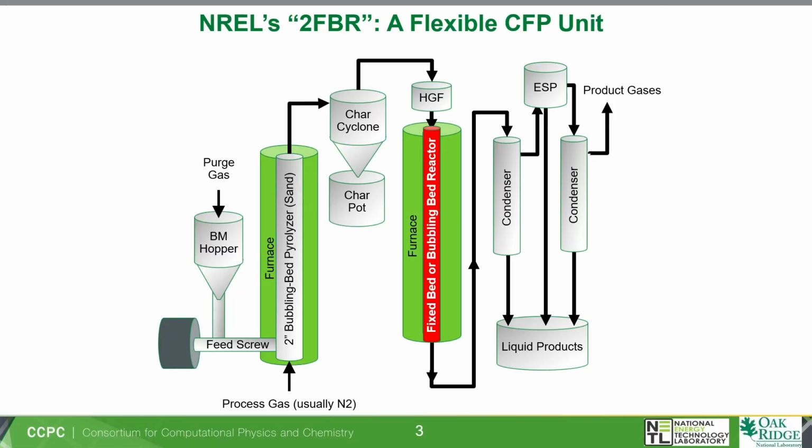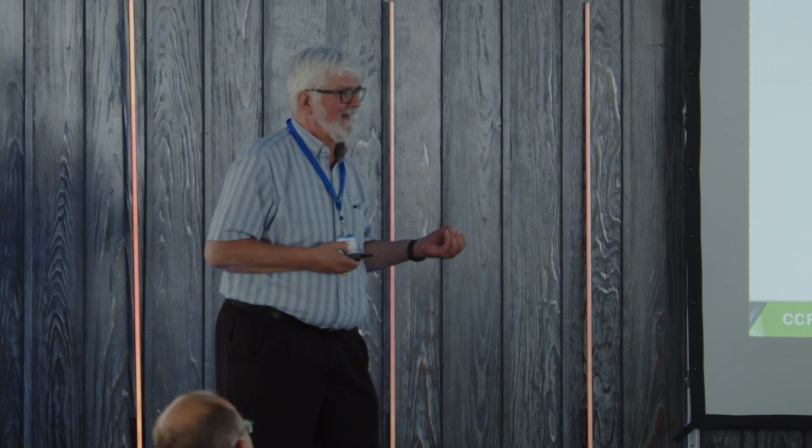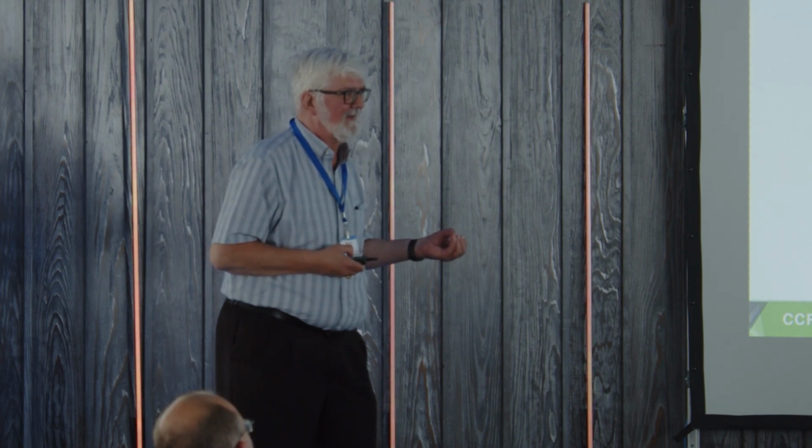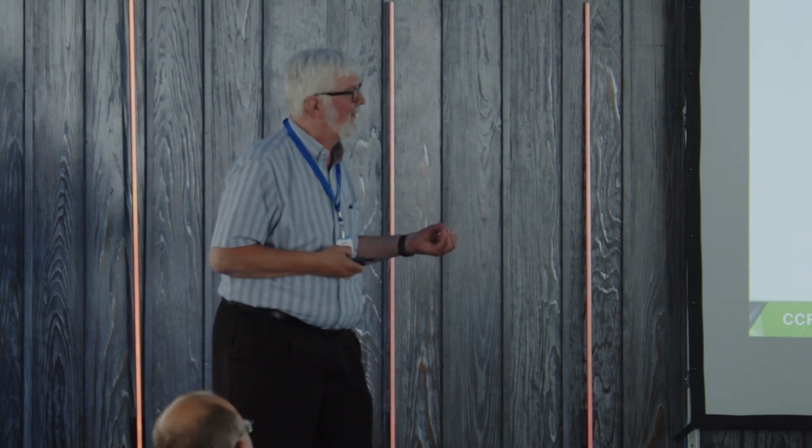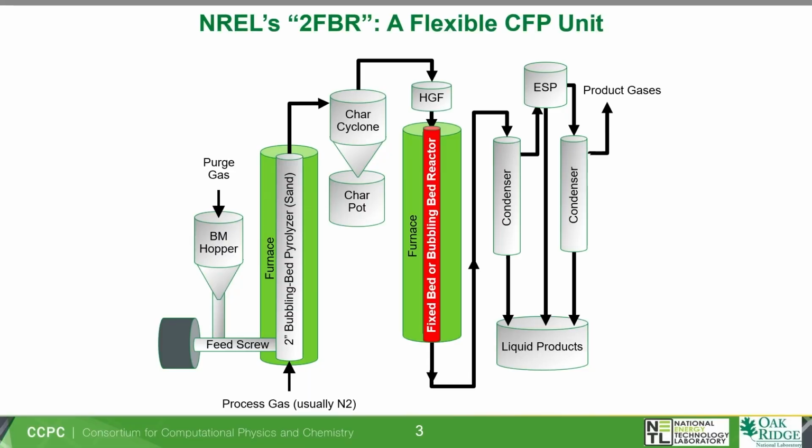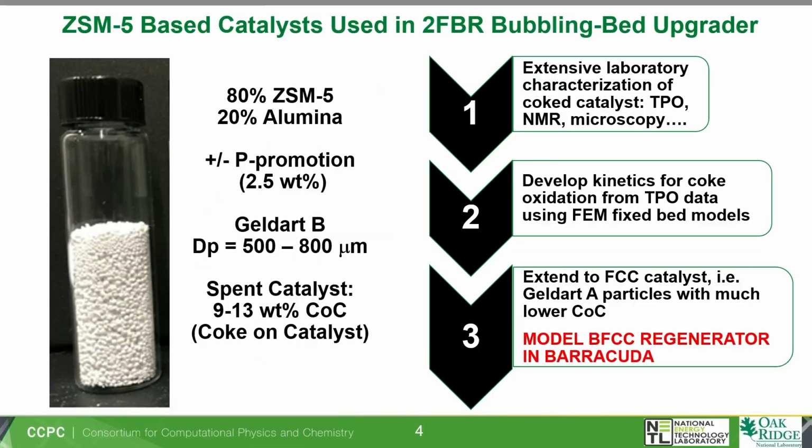Okay, that button, okay. So there's the pyrolyzer. You have a char cyclone, a char pot, a hot gas filter, etc. Okay, you have this flexible reactor that can be fixed bed or a bubbling bed, okay? But in the NREL design, it is set up for a Geldart-B type particle. Okay, this is not an FCC type particle. This is not an FCC type unit, okay? And then, of course, you have product collection, et cetera, et cetera.